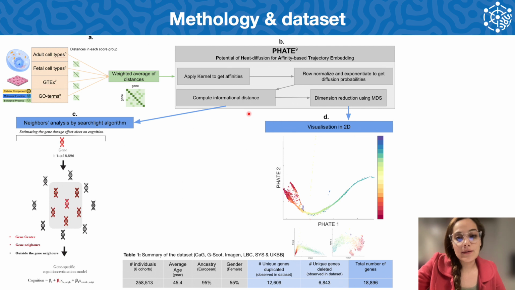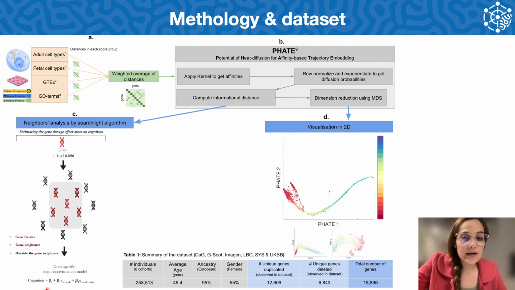So we extracted two kinds of information from this FATE algorithm. The first one is the informational distance. With that, we apply neighbors analysis by searchlight algorithm to estimate the gene dosage effect sizes on cognition. The idea is to compute, for each specific gene, the number of genes inside the neighbors, which you can see in dark red, and the number of genes outside that neighbor, which is color coded in black.